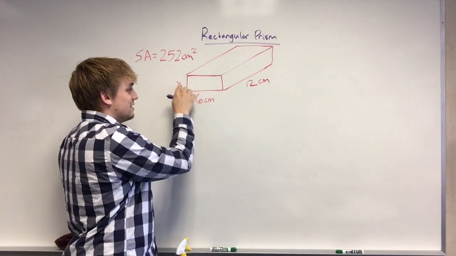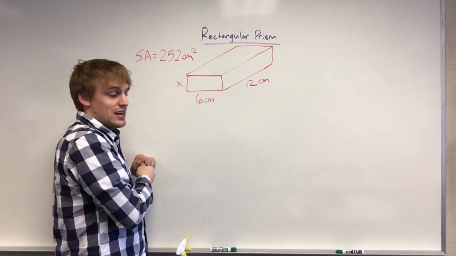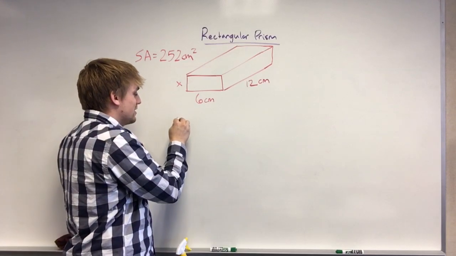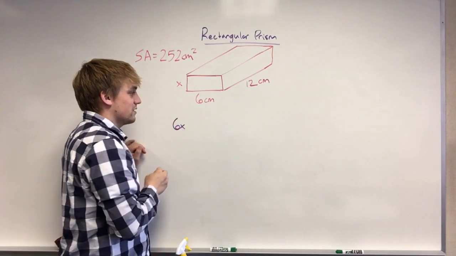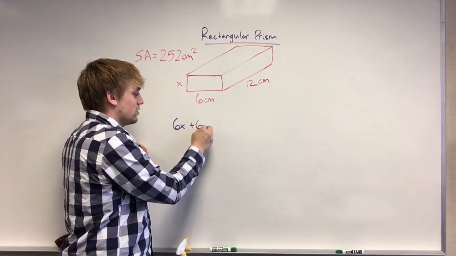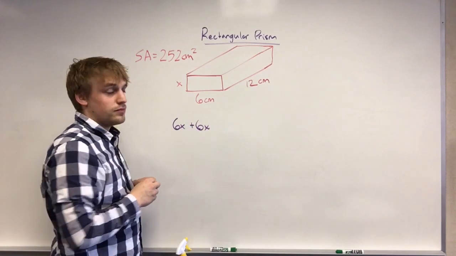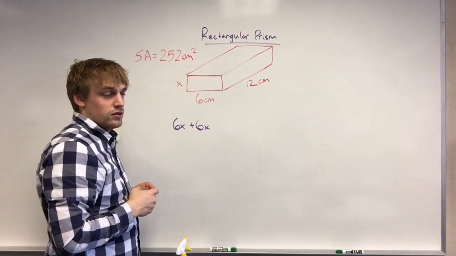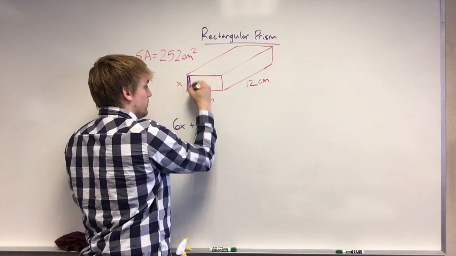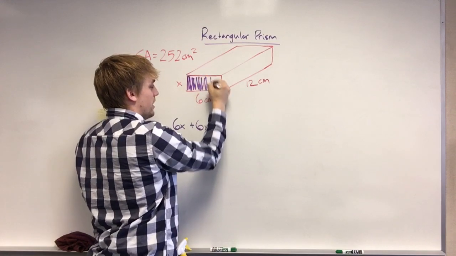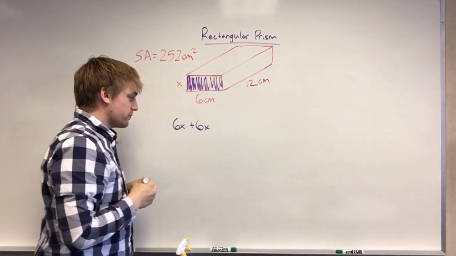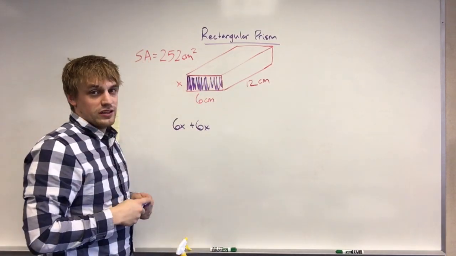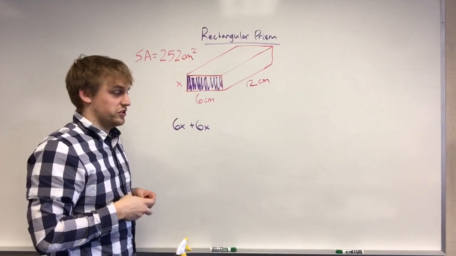6 times x is just 6x. And I can do that twice because the front is the same as the back. So I've done the front and the back. And the reason I'm writing it like this is because I'm putting it into an equation.